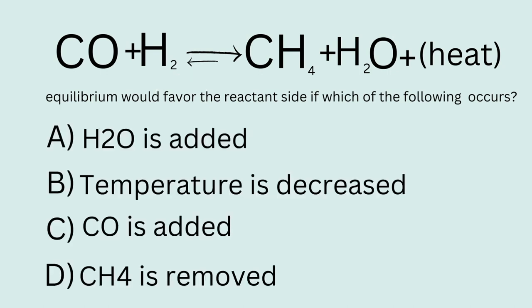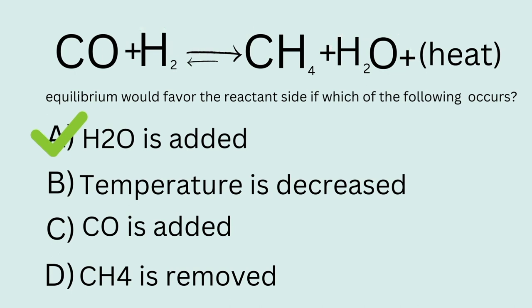So A, if H2O is added. H2O is a product here. If we add product, the system will shift towards the reactant in order to balance it out. Or we can say the system will favor the reactant side. Same thing. So this is our correct answer here.